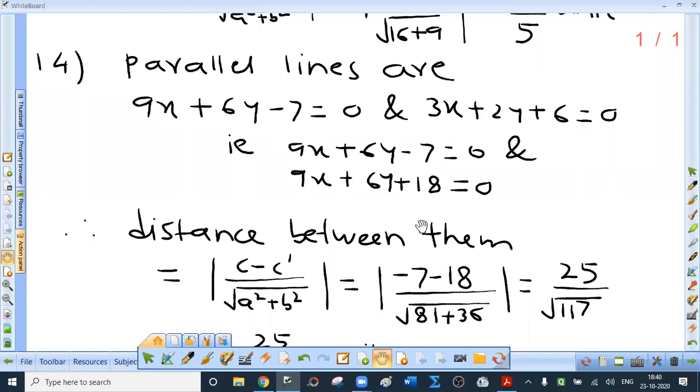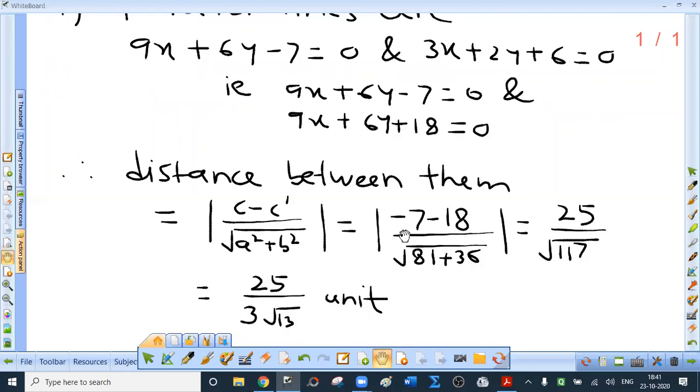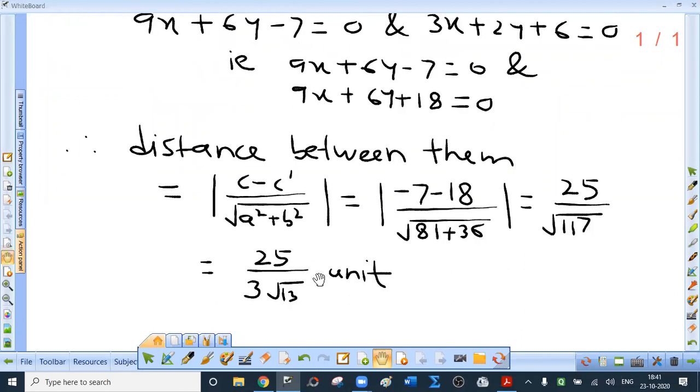Now apply the formula. So mod of minus 7 minus 18, you have to change the sign, upon root of 9 square is 81, 6 square is 36. So addition is 117. Now what is 117? It is 9 into 13. Root 9 is 3. So this is the final answer.